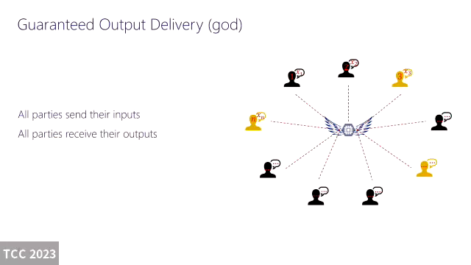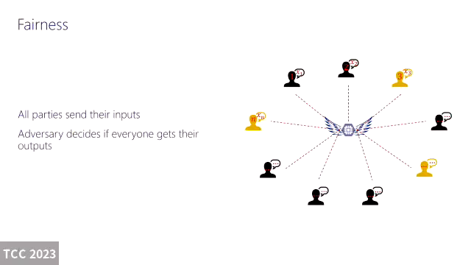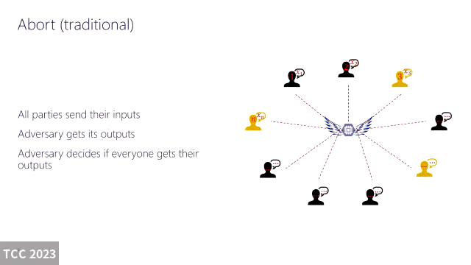The strongest flavor of security is guaranteed output delivery. Here, all parties submit their inputs to the ideal functionality, and the functionality just returns the output to all the parties. This notion of security is often hard to achieve, as an adversary can prevent the honest parties from receiving their outputs in many ways. A weaker notion is that of fairness, where all parties submit their inputs. An adversary can instruct the ideal functionality to either return the outputs to all parties or to none. This notion of security, though weaker, is also often hard to achieve.